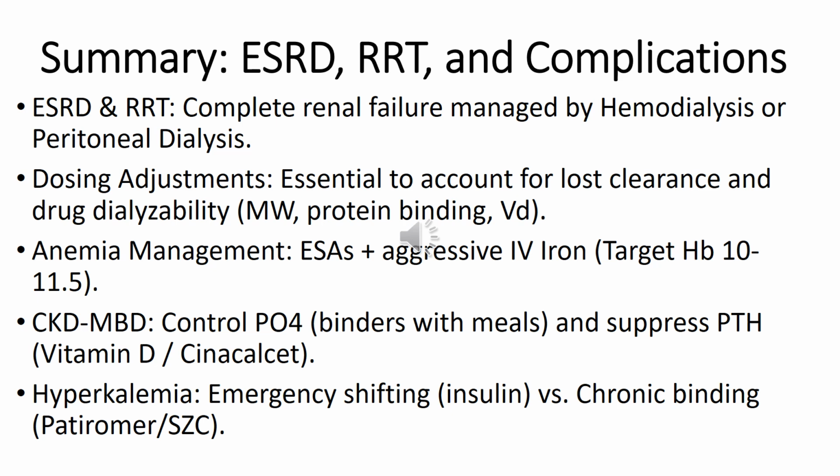Chronic kidney disease also disrupts mineral and bone metabolism. Impaired phosphate excretion leads to hyperphosphatemia. Elevated phosphate stimulates excessive secretion of parathyroid hormone and contributes to secondary hyperparathyroidism. Controlling phosphate is a major therapeutic priority.